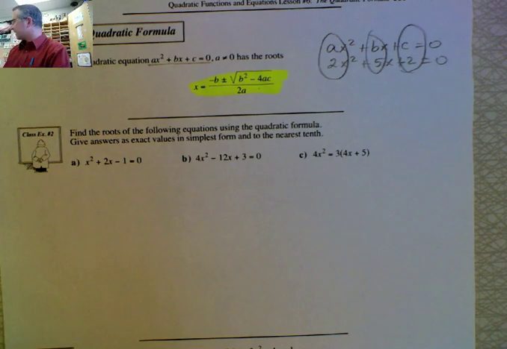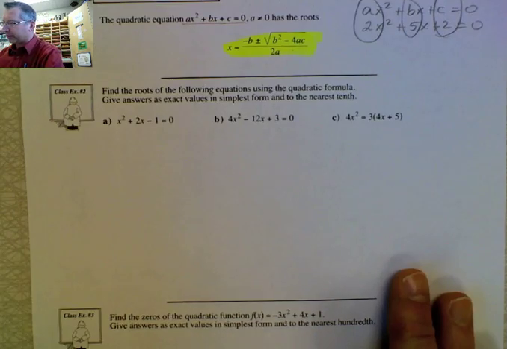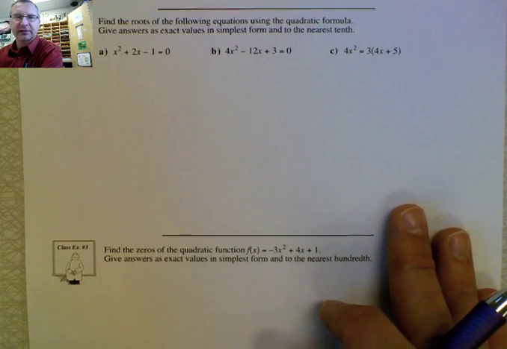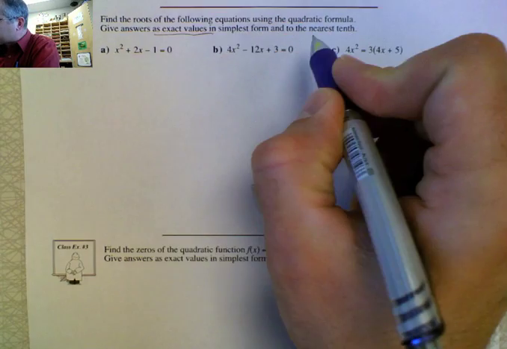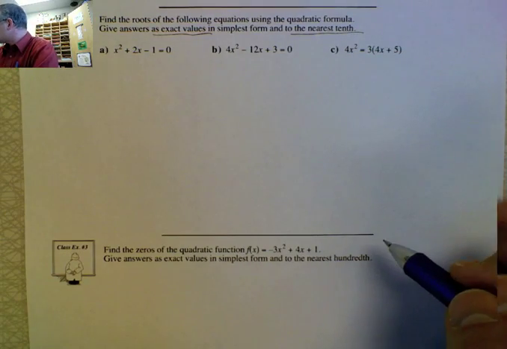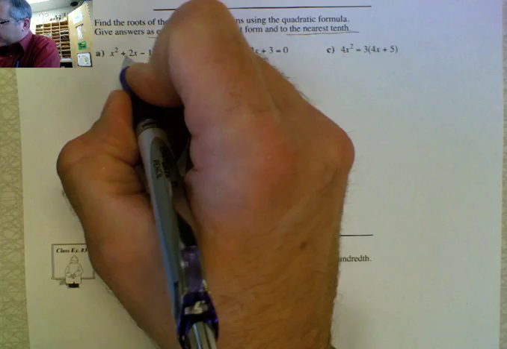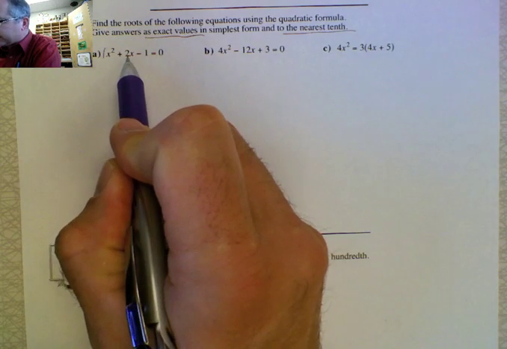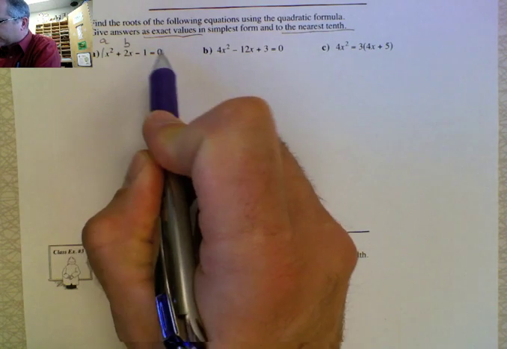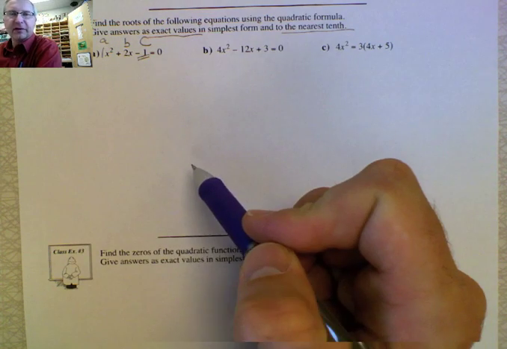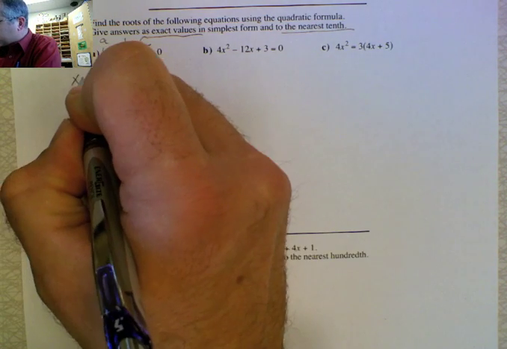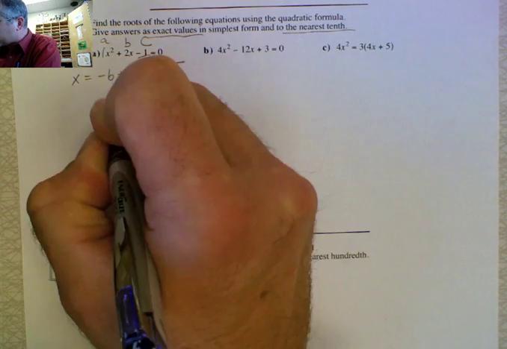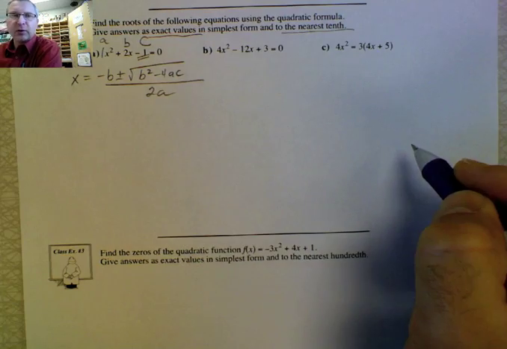Now, we're going to do a couple examples using the quadratic formula to help illustrate how it works to help you find the x-intercepts. Now, it wants us to give our answers as exact values and as decimals to the nearest tenth. If we look at this first equation, it has an a value of 1, a b value of 2, and a c value of -1. Don't forget about that negative. So if we take x equals negative b plus or minus the square root of b squared minus 4ac all over 2a, that's our quadratic formula.